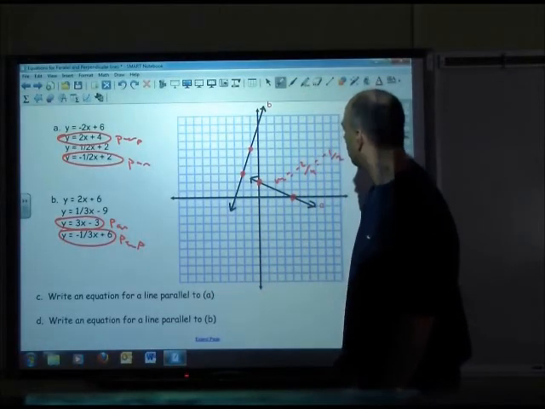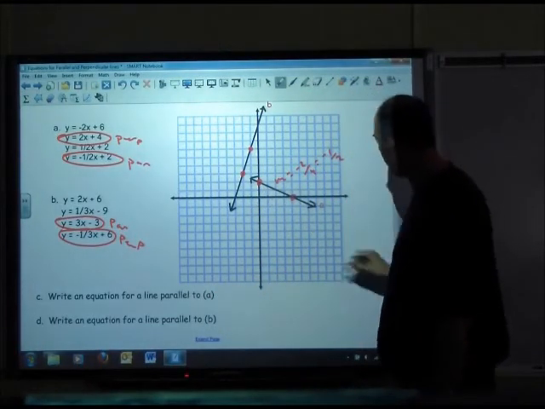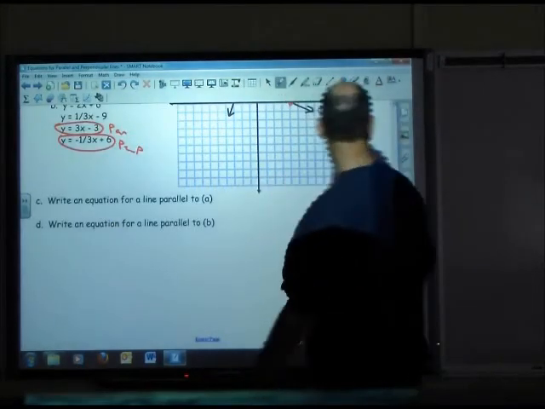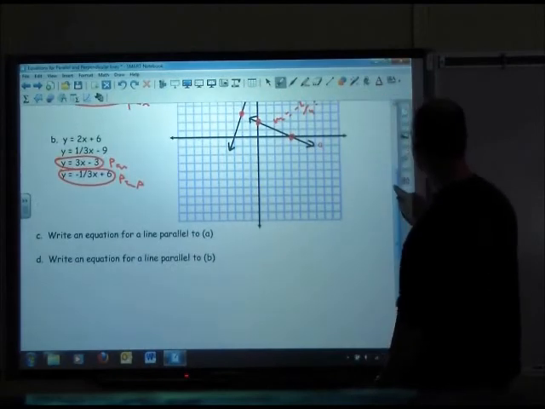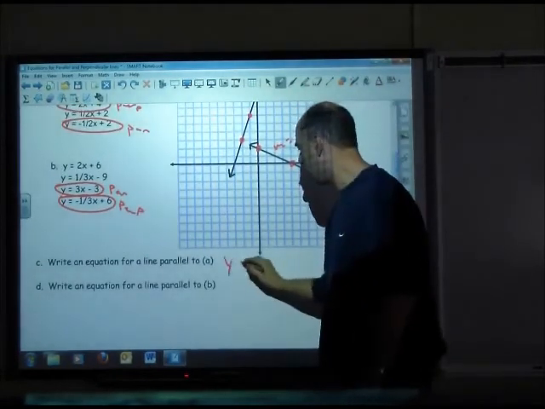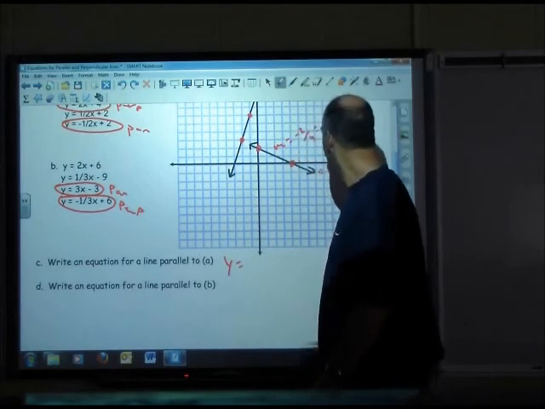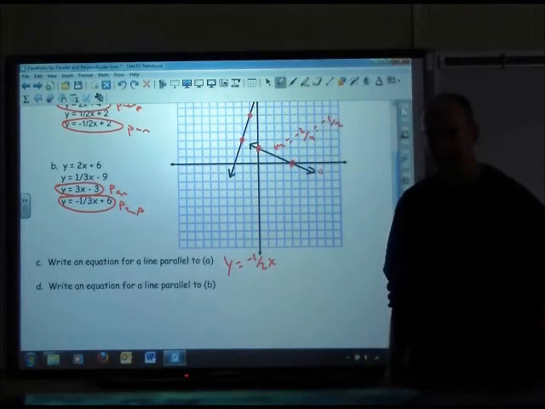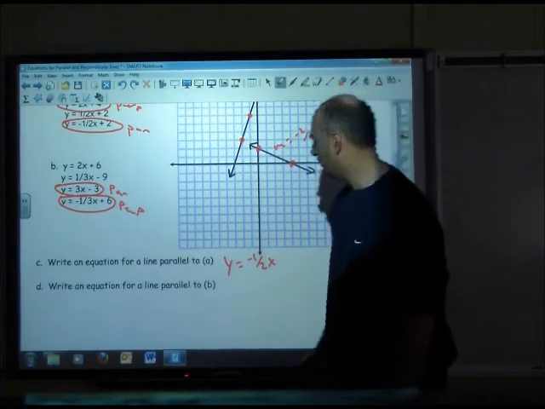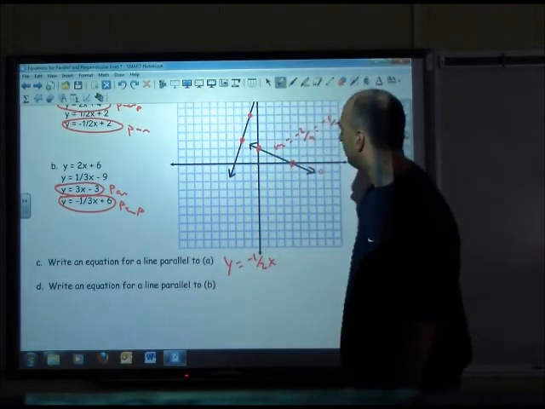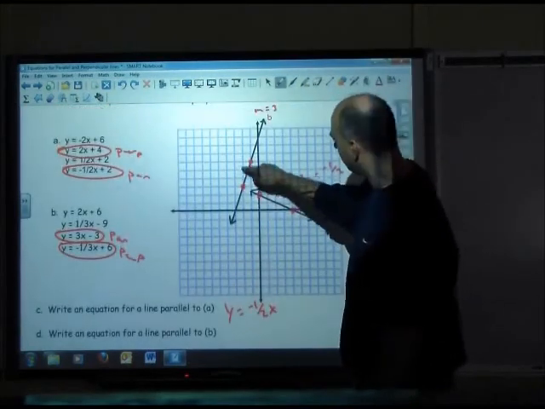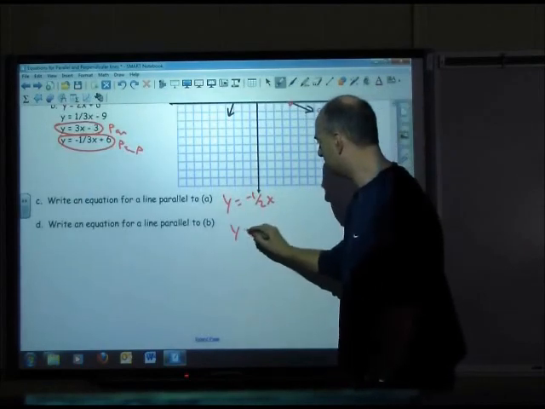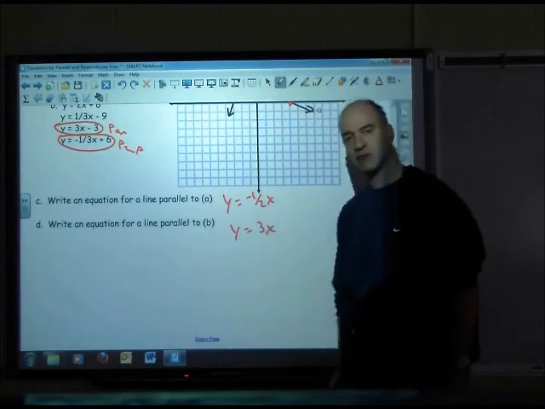Okay, well, if they're referring to this line here, and if it's parallel, it must have the same slope. And our slope here was negative 1/2, wasn't it? So you can make any equation. I put it in slope-intercept form. Slope is negative 1/2. I don't care. I could just leave it like that. Okay? Write an equation for a line parallel to B. Well, okay, B was here, and that had a slope of 3/1. Parallel again. So, it just has to have the same slope. Okay?